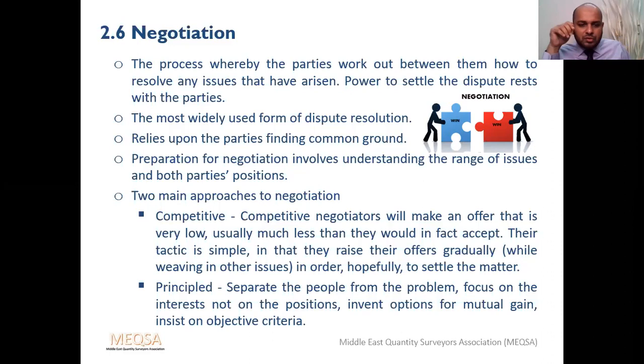Generate options for mutual gain, and insist on objective criteria. So objectively, how can we respond to this issue? Okay, you're asking $10. My rate is $8. In between, $9 or $9.50. Can we have a deal? Such a deal should be done in between, midway, a win-win situation.